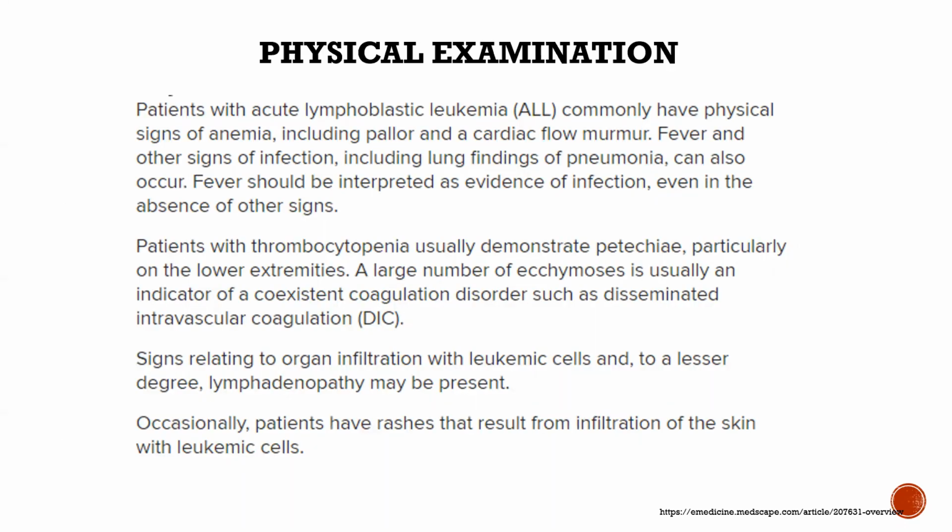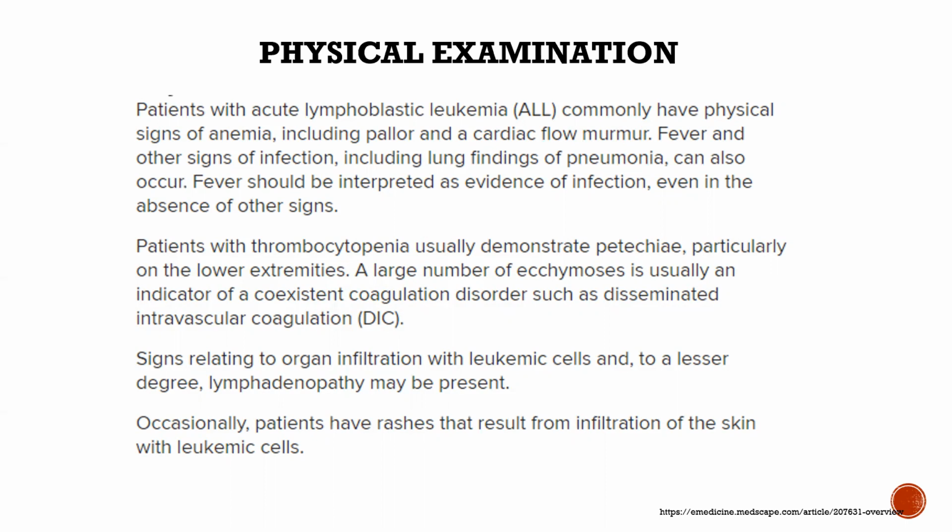Patients commonly have physical signs of anemia, including pallor and a cardiac flow murmur. Fever and other signs of infection, including lung findings of pneumonia, can also occur. Fever can be interpreted as evidence of infection even in the absence of other signs. A patient with thrombocytopenia usually demonstrates petechiae, particularly on the lower extremities. A large number of ecchymoses is usually an indicator of a coexisting coagulation disorder, such as disseminated intravascular coagulation.